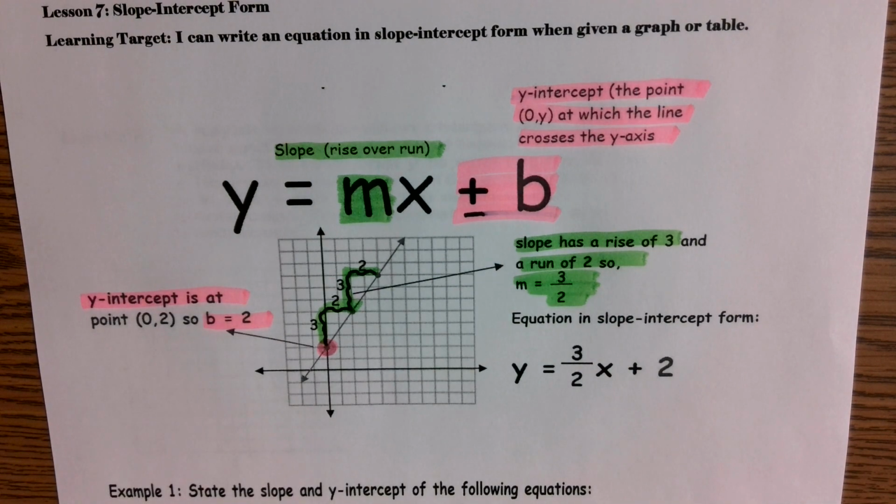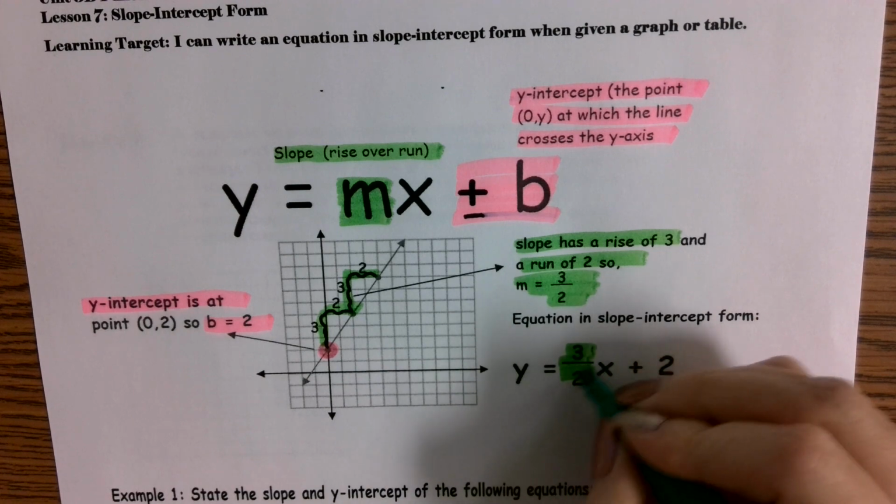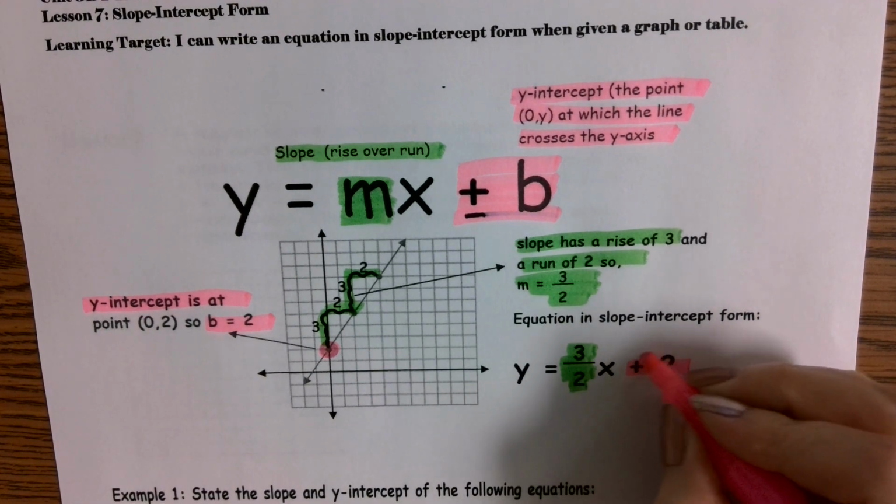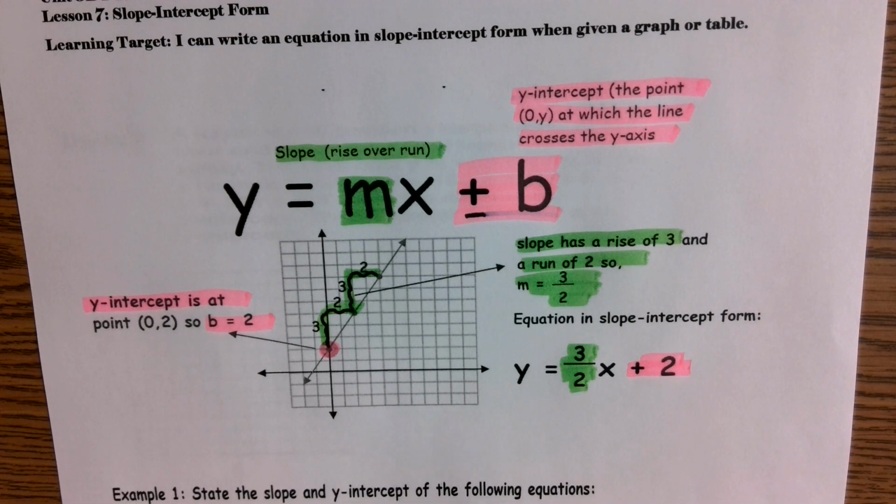So when we write our equation, y = (3/2)x + 2. And I say plus 2 because it was a positive. If it was a negative 2, I would just say minus 2. That would indicate that it is a negative.